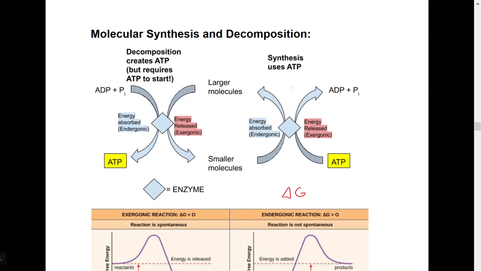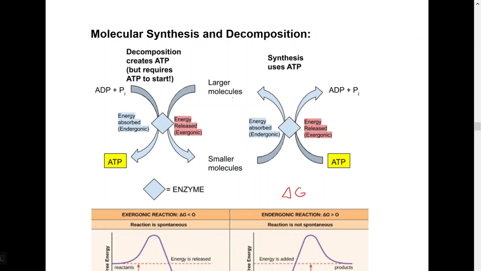So synthesis, molecular synthesis, where you take smaller molecules and build up larger molecules, requires energy. That should make sense, right? Also note that these reactions, from small molecules to large molecules, are called anabolic. I don't think you need to know the vocabulary, but I figured it's important to just put it out there. It might be mentioned on the AP.